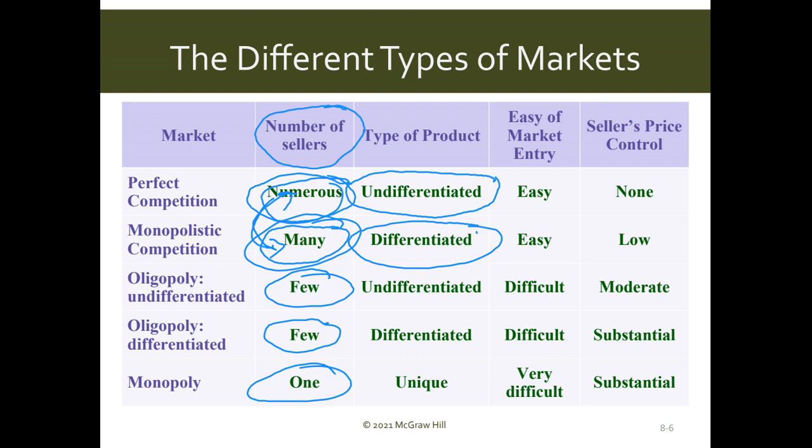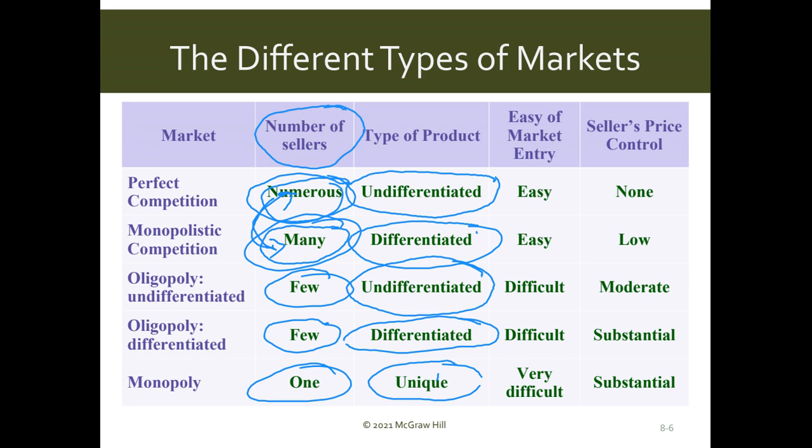Undifferentiated product in an oligopoly market is called undifferentiated oligopoly, and differentiated products in a differentiated oligopoly market. And in monopoly, there's no question of differentiated or undifferentiated. So we write unique. There's one product, a unique product. That's all. Now, the other two characteristics are given here.